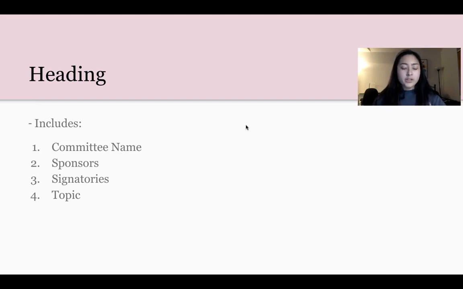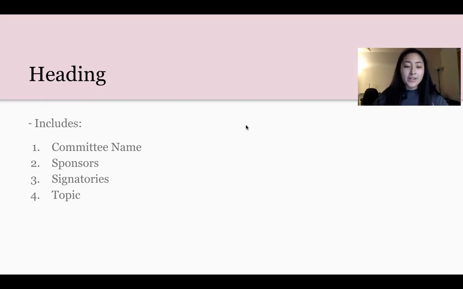You're also going to want to include your signatories. Signatories are people who would like to see your draft resolution get passed or to be voted on. So they aren't necessarily in that writing stage. However, they have taken a look at your resolution and would like to see it be voted on and see how it goes from there. And then the last thing you want to include is the topic. Of course, how would you have a paper without discussing what the topic is?